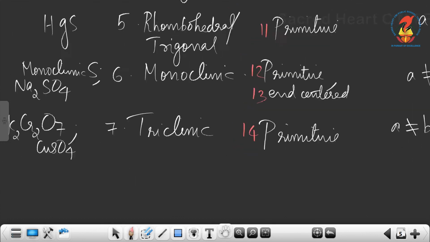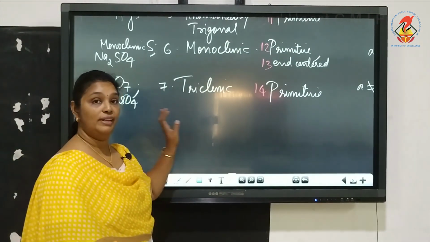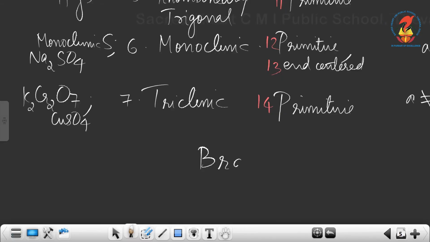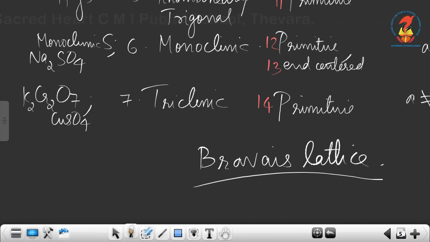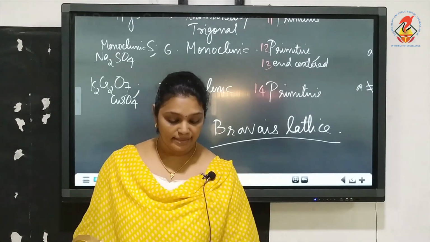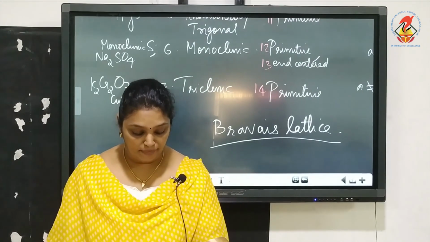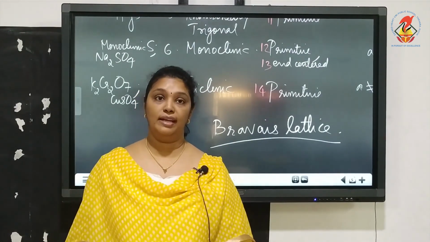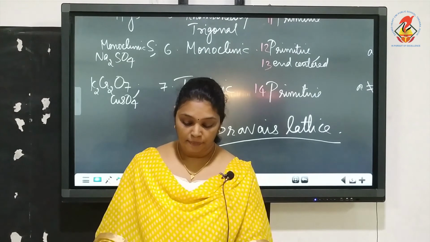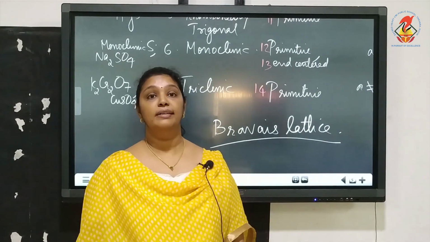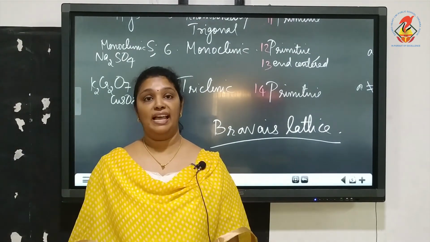So these 14 different types of lattices are known as Bravais lattice. So what are Bravais lattices? They are the 14 possible 3-dimensional lattices. They are called Bravais Lattice. So with this we finish the unit cells and its types.